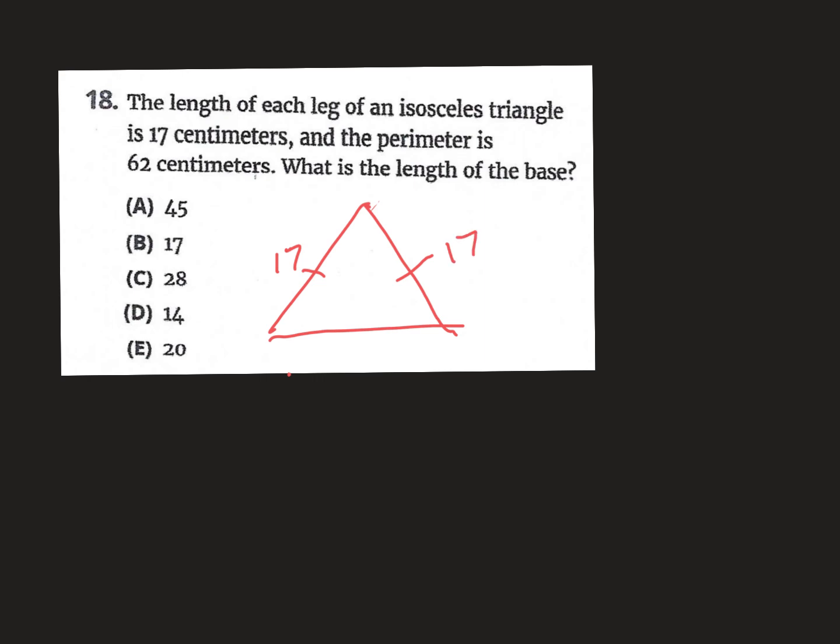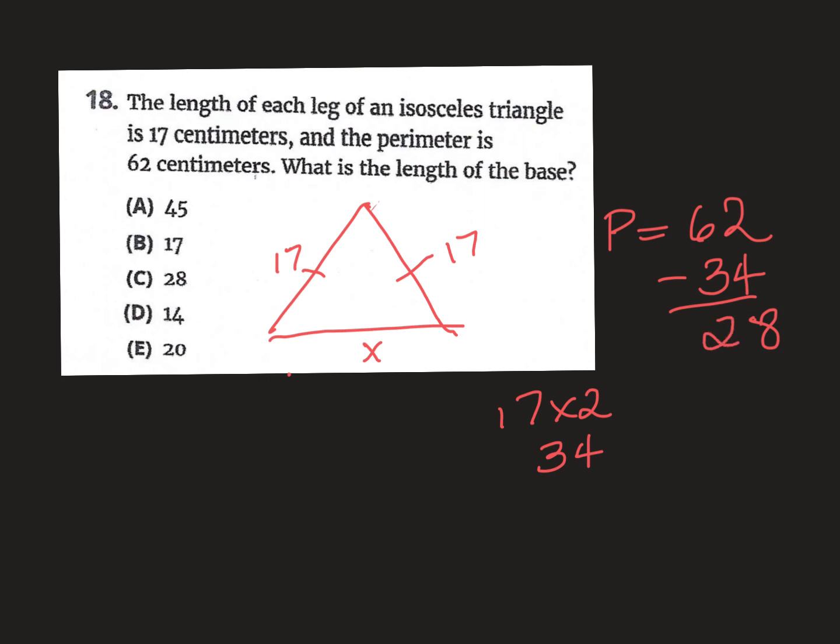So if we know the whole perimeter, we just have to find out x. And if we know the entire perimeter is 62, and we know that two sides are 17 plus 17, we just subtract. We do 17 times 2 is 34. So we subtract the 34, and we get 28. So we know that the base actually equals 28. So the answer is C. So again, we just subtracted each leg, and once you subtract each leg, you're left with the length of the base.